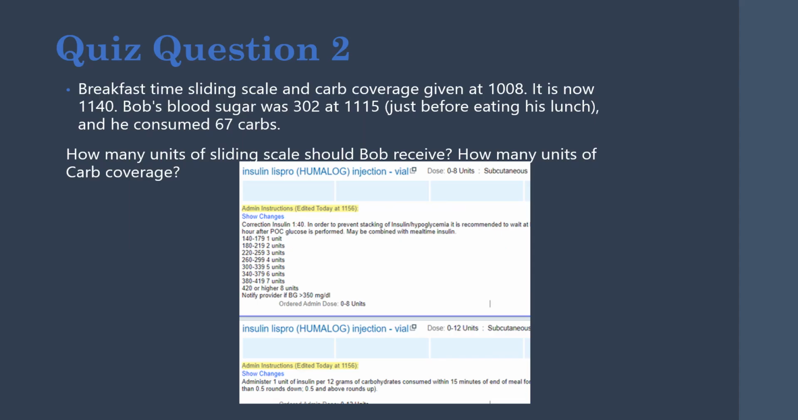Question number 2. How many units of sliding scale should Bob receive? How many units of carb coverage? A reminder that his breakfast time sliding scale and carb coverage were given at 10:08 and it is now 11:40. Bob's blood sugar was 302 at 11:15 just prior to eating his lunch and he consumed 67 carbs. Please pause here to answer the corresponding question on the Microsoft Forms.